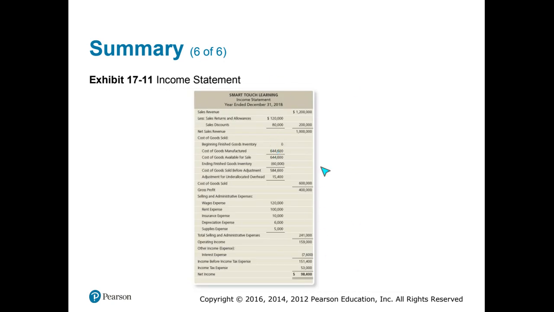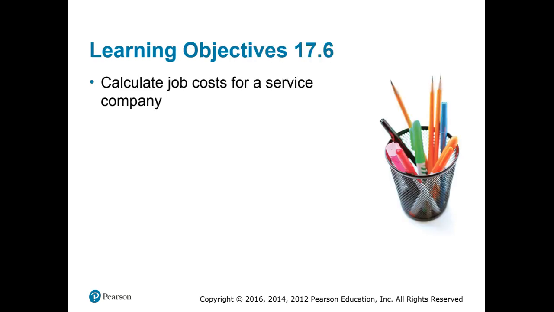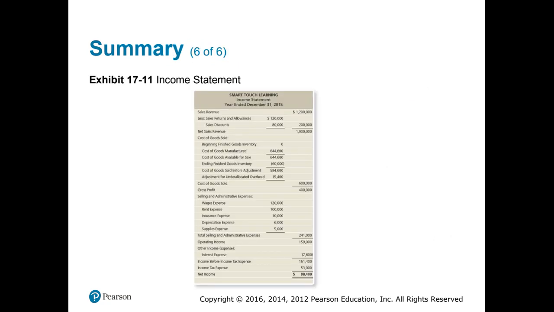This is the income statement. This is on page 891. But this is what their income statement would look like based on everything that has taken place. Does anybody have any questions on any of that so far? No?